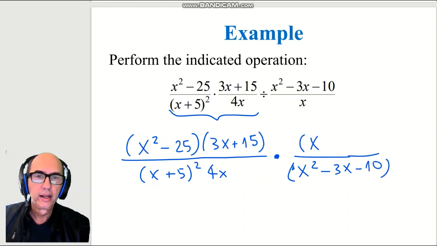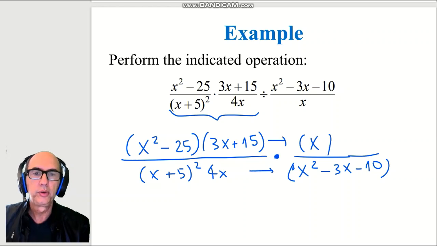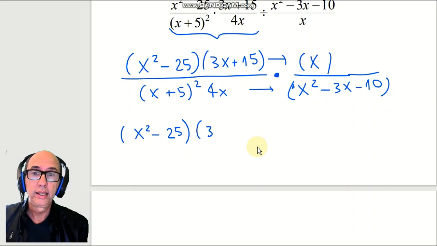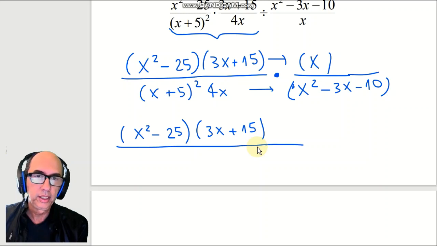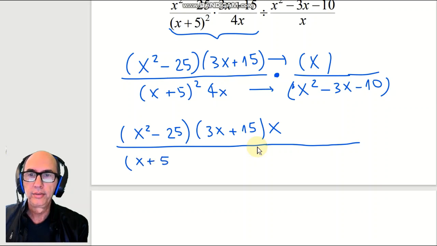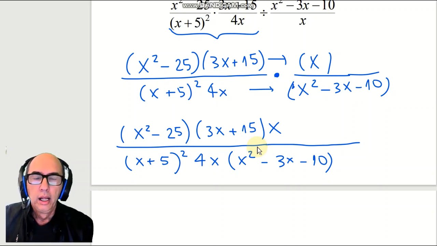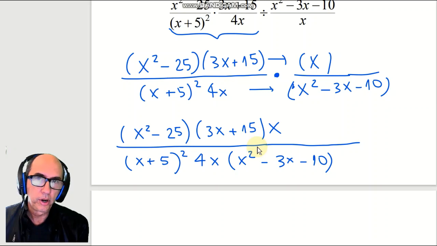Now multiply across as a simple multiplication, and you have the answer, which is not the final answer. We need to simplify yet. So a big fraction bar, multiplied by (x plus 5) squared, 4x, x squared minus 3x minus 10. Yes, we have everything. Look, another kind of long problem to calculate and simplify.